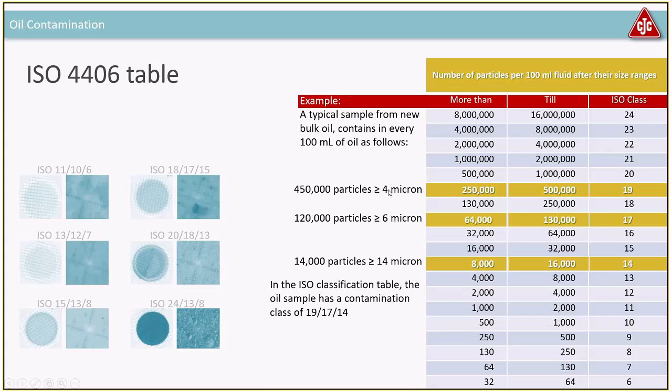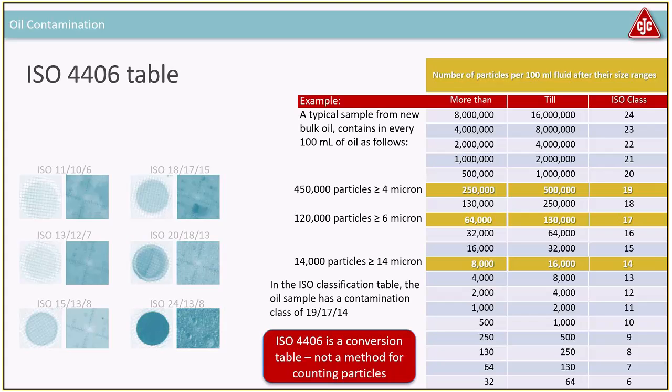What this table doesn't tell you is how I actually got the numbers. So the 450,000 particles in the 100 milliliters, how did I get that? Did I get it with the laser particle counter, or with the pore blockage or flow decay method, or was I using a membrane like I showed you before? It doesn't tell me that. So you can only compare the numbers if you're using the same technology or the same method for counting. Otherwise, there may be a difference. Using different labs, you will see a difference in these ISO counts. A class 19 in one lab could be a 20 in another lab, or an 18.